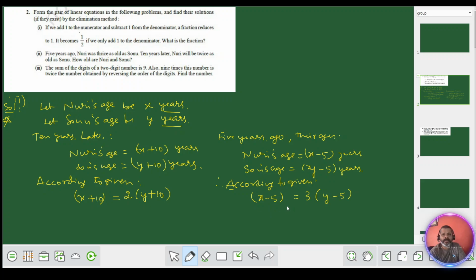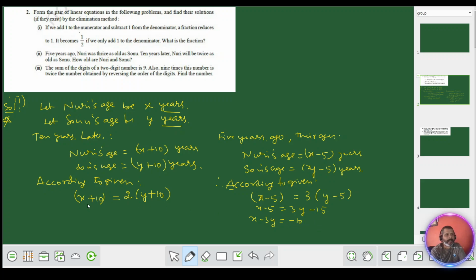Separately, you open the bracket, simplify, take x and y to one side and construct the two equations. Okay, I'll do it parallelly. So x minus 5 equal to 3y minus 3 into 5, 15. I'll take 3y to the left hand side, push the 5 to the right hand side. It becomes x minus 3y equal to minus 15 plus 5. This will become minus 10.